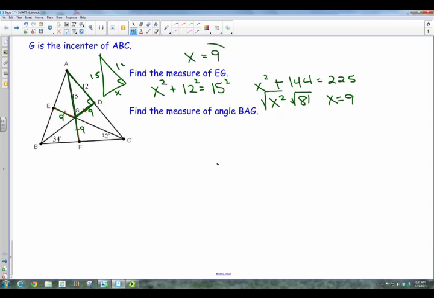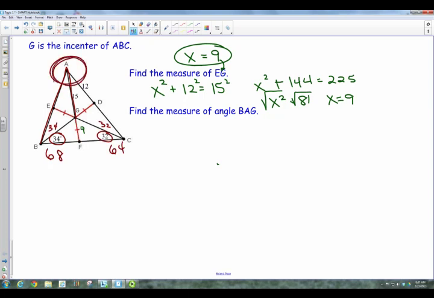So EG is 9. Then it asks you for the angle BAG. Well, think about what we know here. BAG is this small angle here. If this one's 34, that means that this has to be 34. If this is 32, that means that this has to be 32. So the bigger angles are 68 and 64, and based on this triangle, we add those together, we get 132, subtract that from 180. This whole angle, because they all have to add up to 180, is 48. Well, that angle got bisected, so it's half of it. Half of that would be 24, and that would be the angle BAG, and there's your final angle.